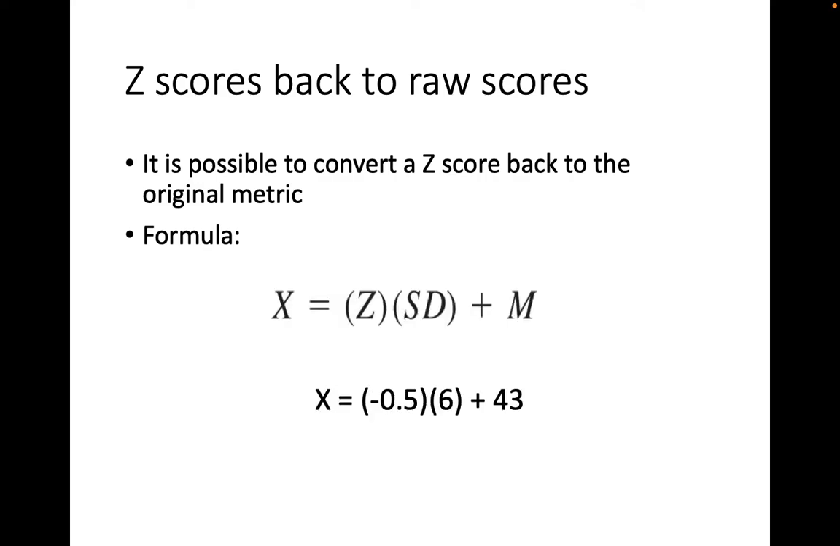Similarly, if we know that the mean on the anxiety inventory is 43, the standard deviation is 6, that person having a z-score of -0.5, we can work backwards to the raw score of 40, or the original score of 40.